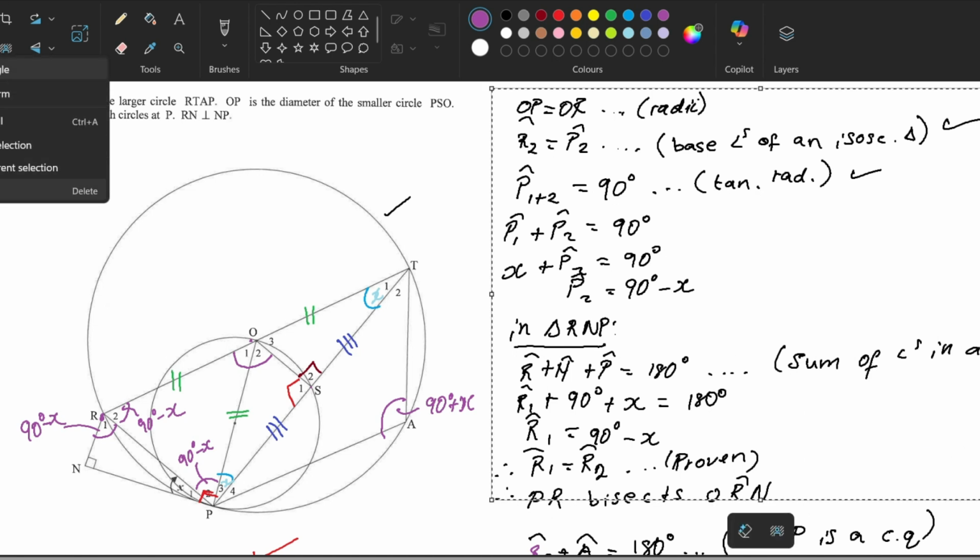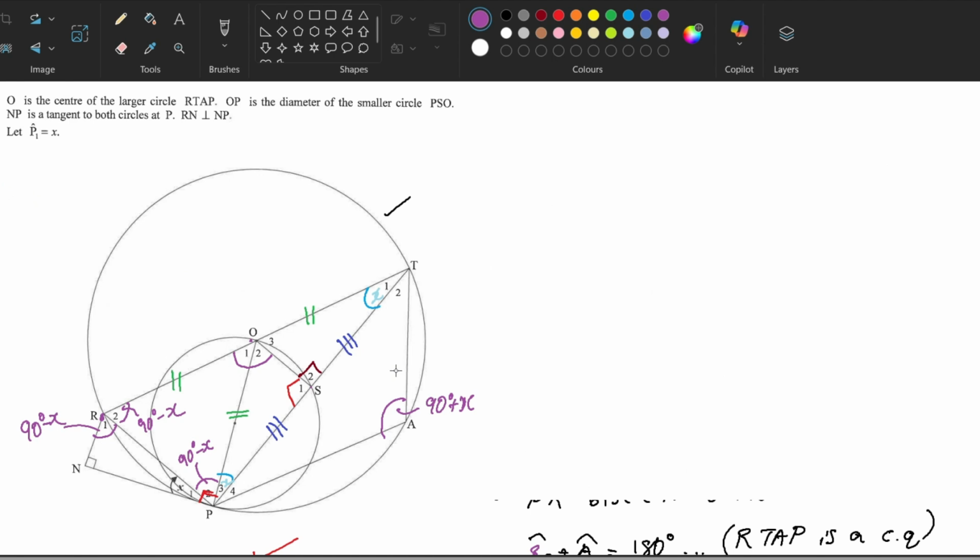That's the beauty of Euclidean geometry, guys, because we can answer the very same question using different methods, different reasons, but we are going to come to the same answer, isn't it? Right. Another one that I can use is this triangle to find R1.